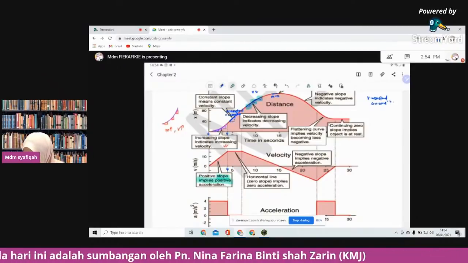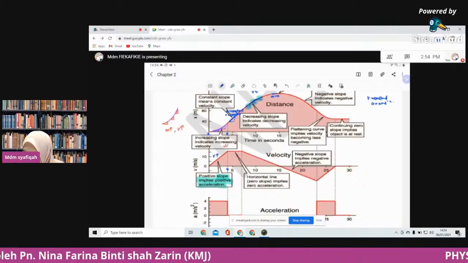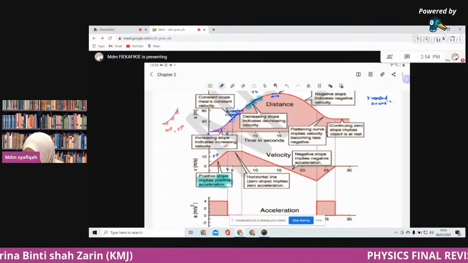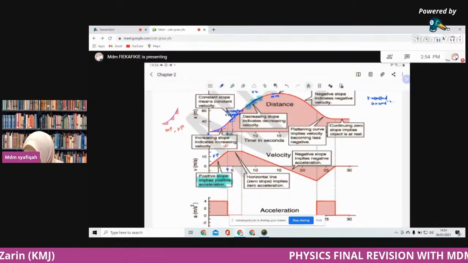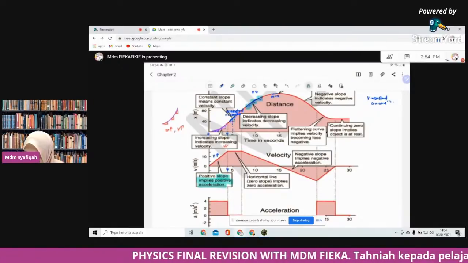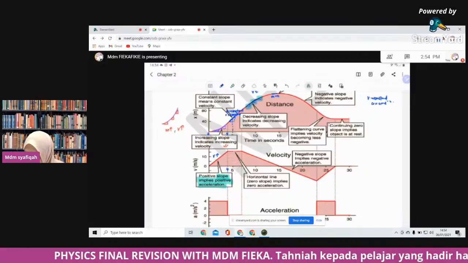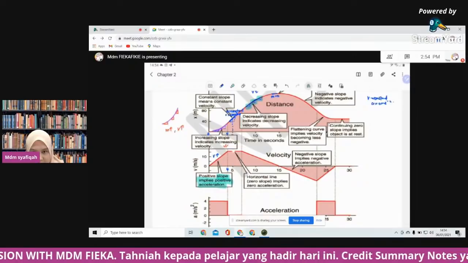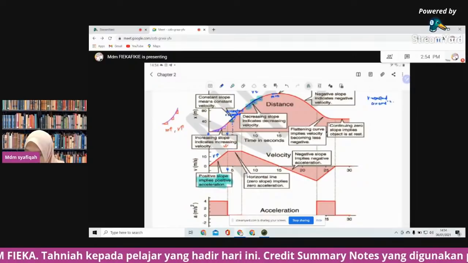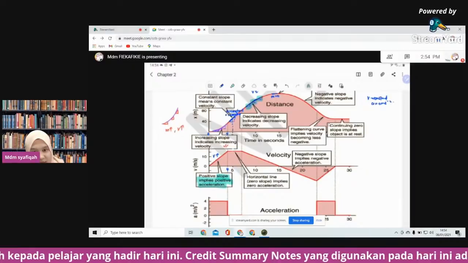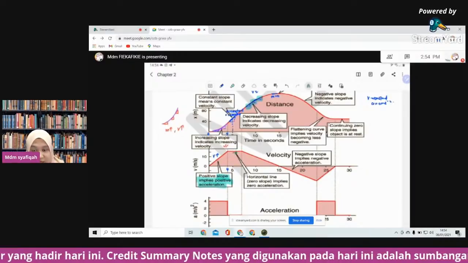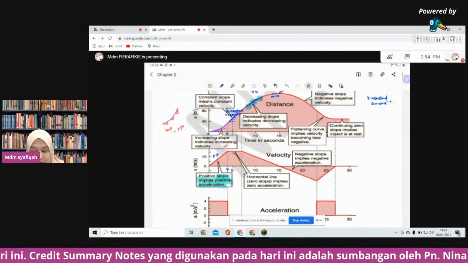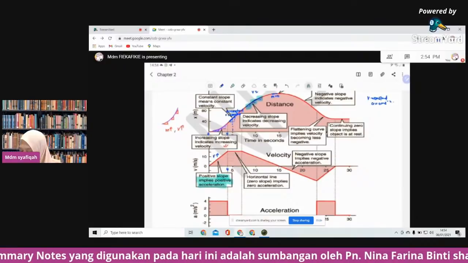Okay, you can tengok sini. From 4 to 5 second, what happened? The V is constant. Betul tak V is constant? Okay, betul. Okay, ini. You kena tahu macam mana nak tukarkan. Okay, kalau kat sini tadi you dah kata dia constant, so dia mesti mendatar lah dekat graph V against T. Boleh? Okay, so you must know that.